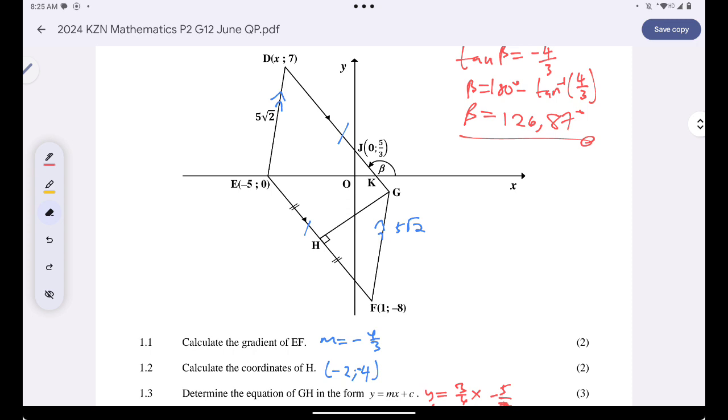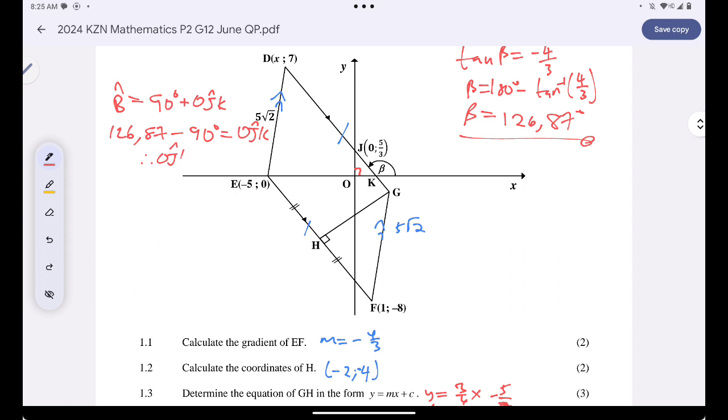beta is an exterior angle of this triangle here. Are you together? So beta is an exterior angle of that triangle. So I can simply say that beta should be equal to 90 plus OJK. Why am I saying 90? Whenever the y and x axis intersect, they form 90 degrees. Are you together? So beta is 126.87. I'll say minus 90 degrees will give me the angle of OJK.